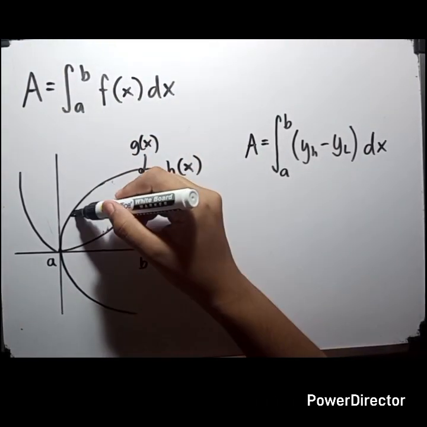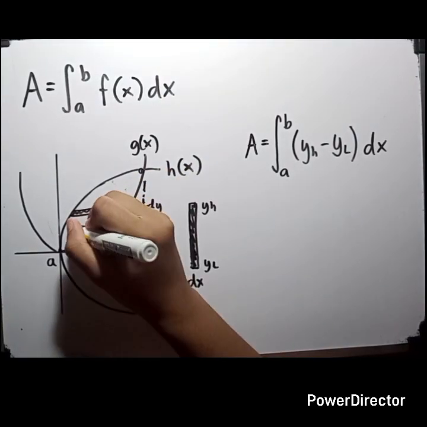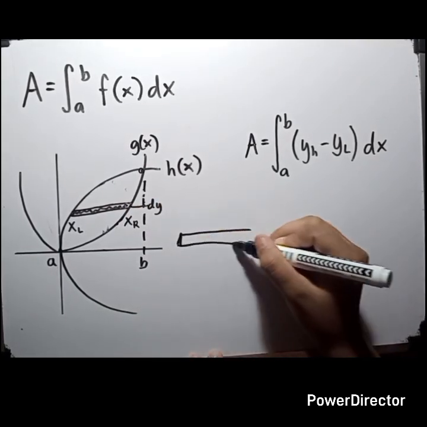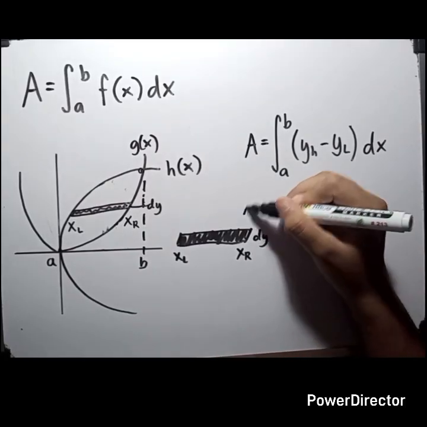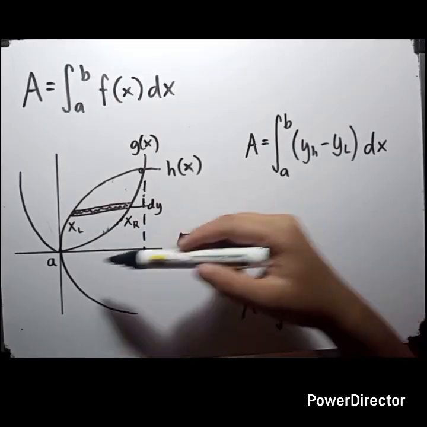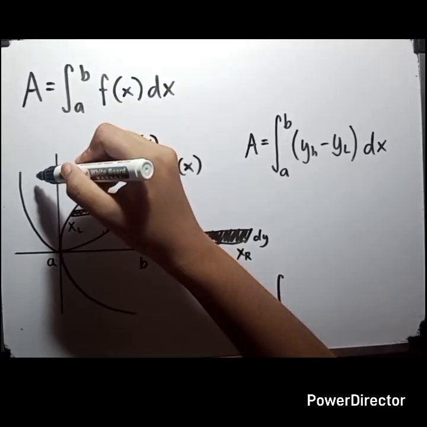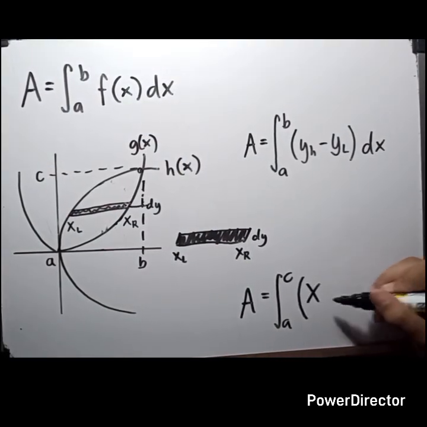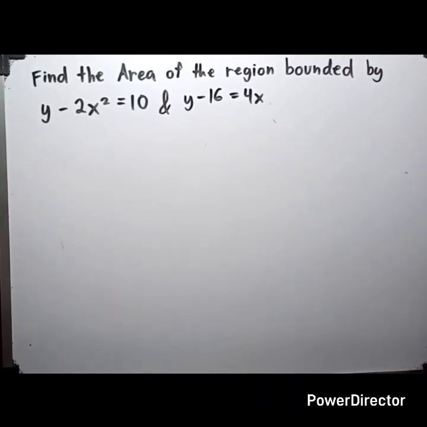You can also take horizontal strips to find an area, where the height is dy and your base would be x right minus x left. Also, watch out to find the interval, since our dy depends on how far vertically. Let's proceed to solve a problem.